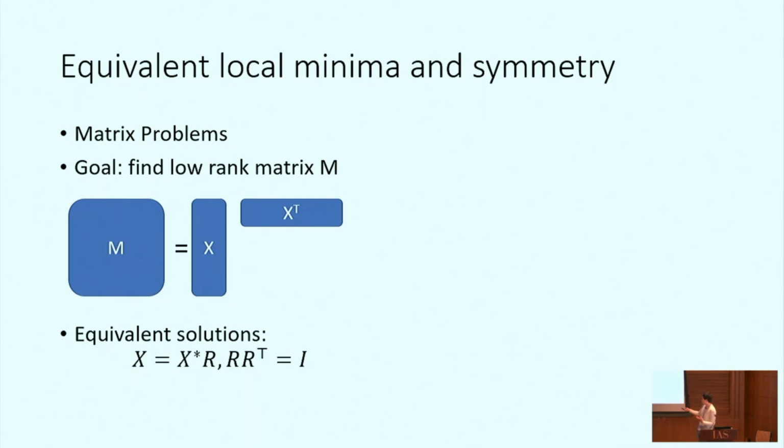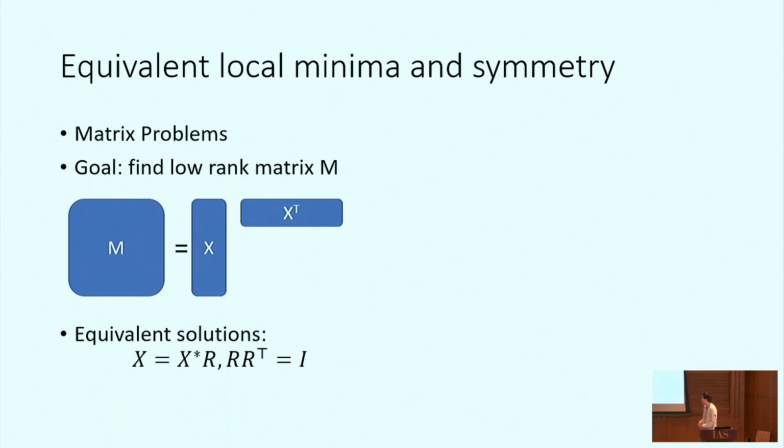Here I showed you the simpler case where M is symmetric, so I write M as X times X transpose. In this case, because the final matrix I want to learn is M, many different X actually generate equivalent solutions. More precisely, for any orthonormal matrix R, if I rotate my optimal solution by this orthonormal matrix R, it gives me the same solution because XX transpose, the matrix M, is not going to change if I apply this transformation.